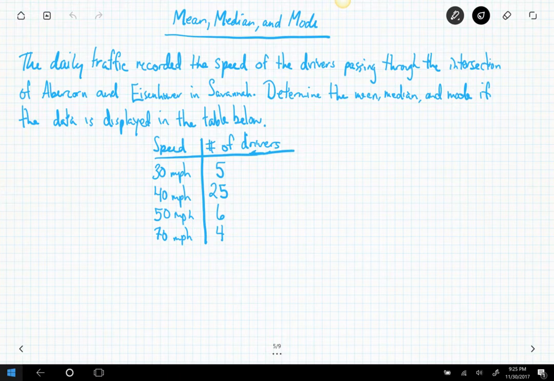Now, actually, first, before we even do that, for some reason, a lot of people struggle with this. What are the data points? Well, they're the miles per hour. They're not the number of drivers. What the number of drivers tells us is you start with 30, 30, 30, 30, 30. So there's 5 of these.